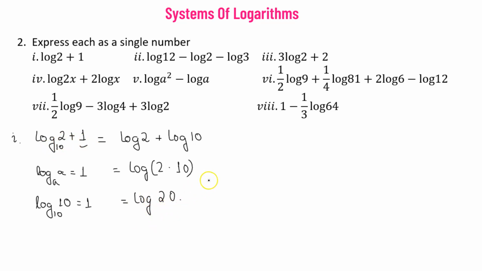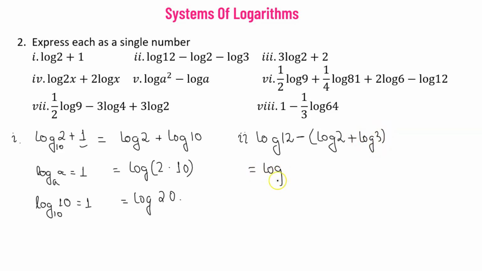Let's try out problem number 2. So in problem number 2, we have log of 12 minus log of 2 minus log of 3. So what we'll do, let's take the second term and the third term. Here we are going to take -1 as the common factor. So this gives us log of 2 plus log of 3.